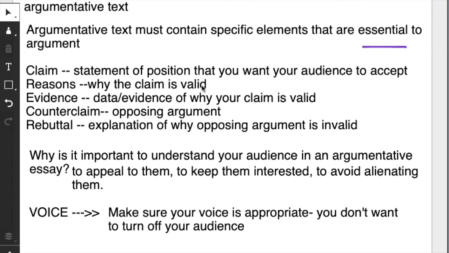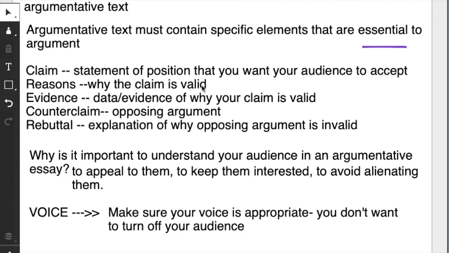Third, you should have evidence. This is the data to back up why your claim is valid. So you might have the reasons, but what backs up that claim? That would be your evidence. Counterclaim and rebuttal. These two, in my opinion, go together. You can't have one without the other. A counterclaim is identifying the opposing argument in your essay, and the rebuttal is the explanation of why the opposing argument is invalid.